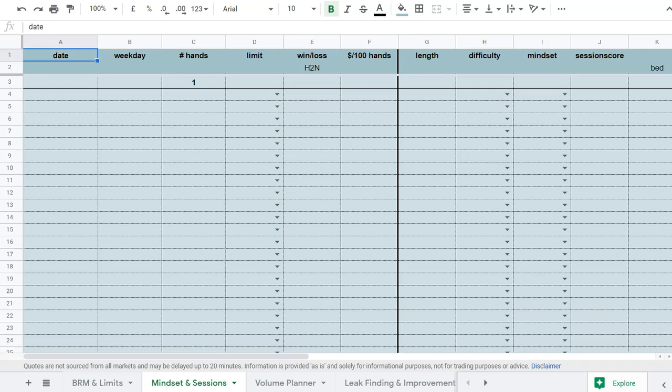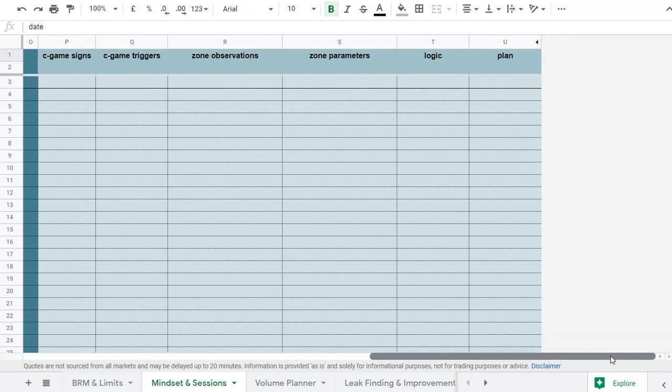The Mindset tab is broken into two sections. We have the daily log over on the left hand side. Over on the right hand side we have the Mindset log. Unlike the daily log, the Mindset or mental game log is not designed to be filled in daily, but rather any time we pick up on some sort of revelation regarding our mental game.